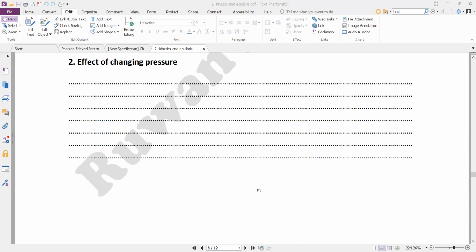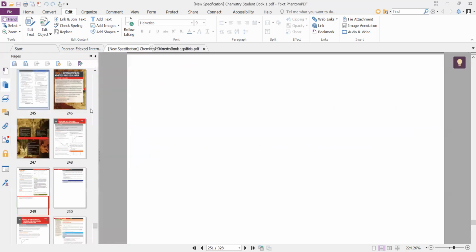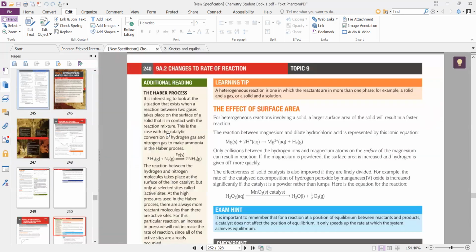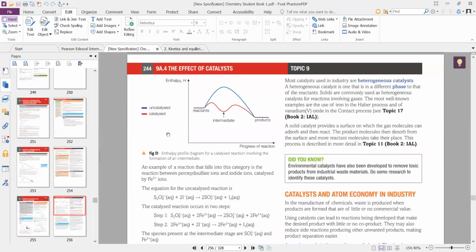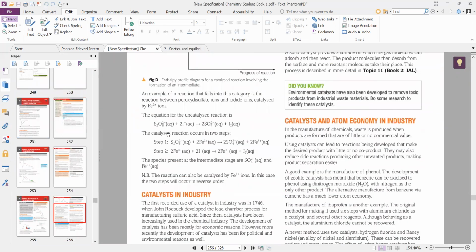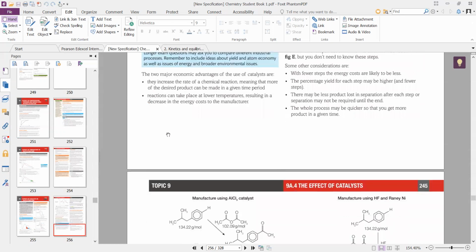Increase in the pressure favors the position of equilibrium to the side with fewer number of gas molecules. You have done this in the earlier stage. So the pressure favors the side with fewer number of gas molecules.